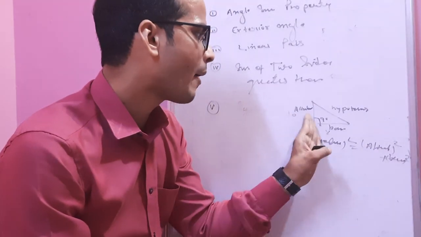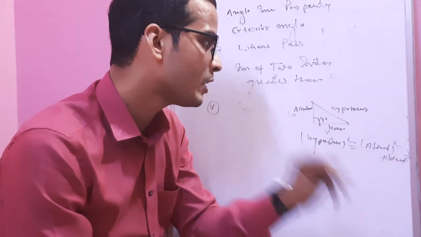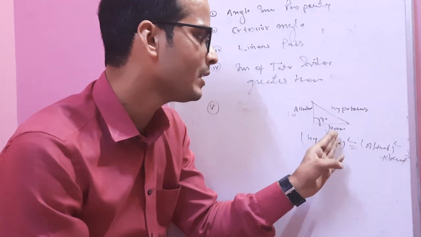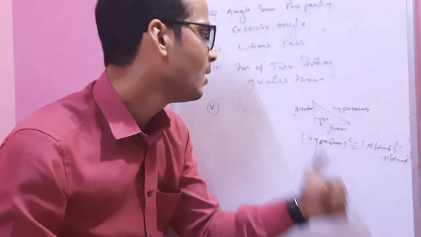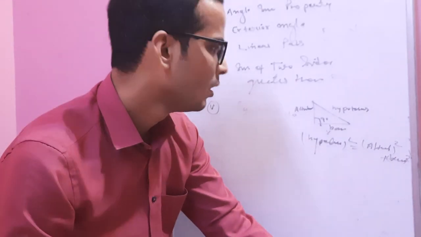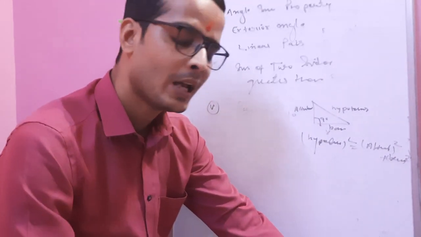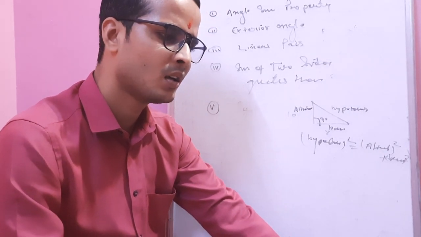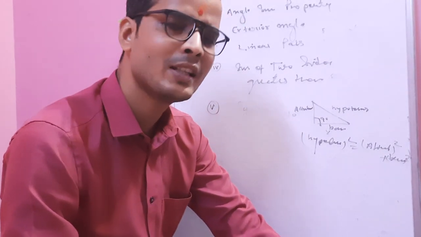If the hypotenuse is given and you have to find the altitude or perpendicular, you can take the square of the hypotenuse and the square of the base, then subtract, and you can get the altitude or perpendicular. So this is also a very important property. I think this property is used in various chapters, various classes.